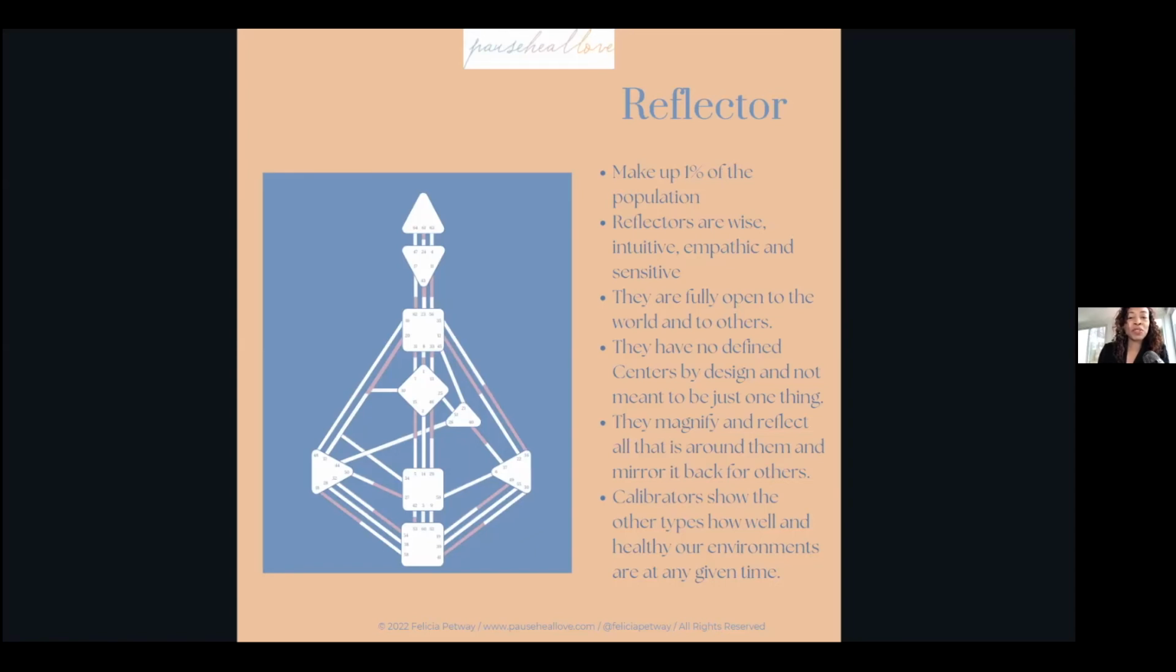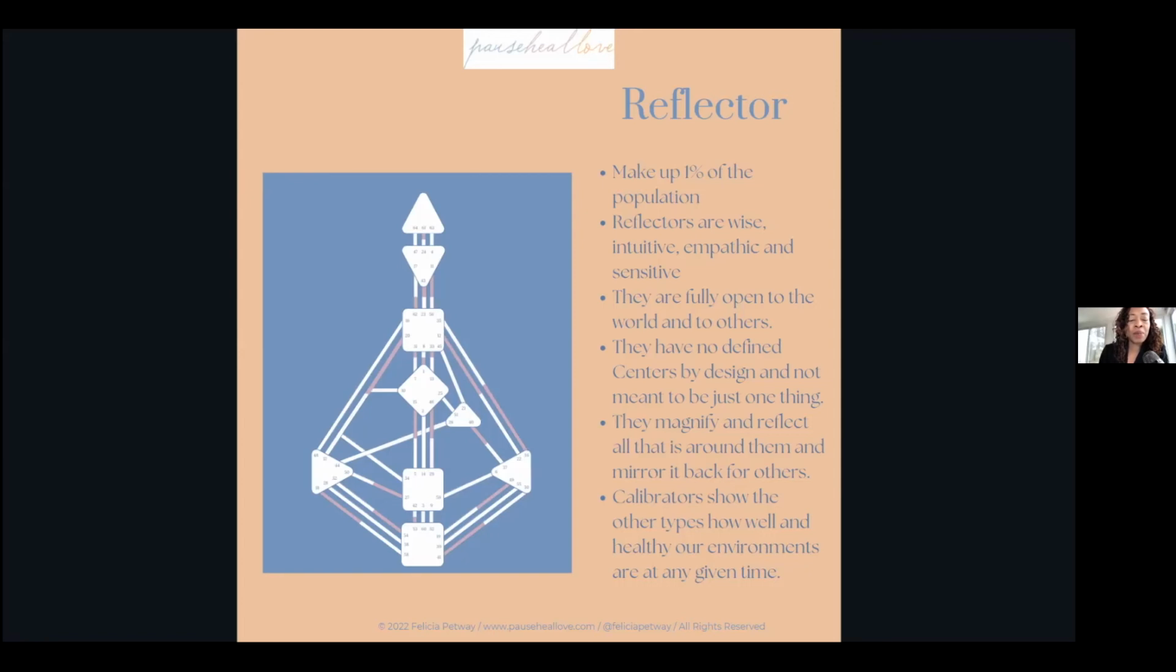One of the reflector's strengths is sensing and feeling others. They know the potential of people and communities. Their openness allows them to have a deep understanding of others. However, because of their openness, reflectors may be under constant pressure.